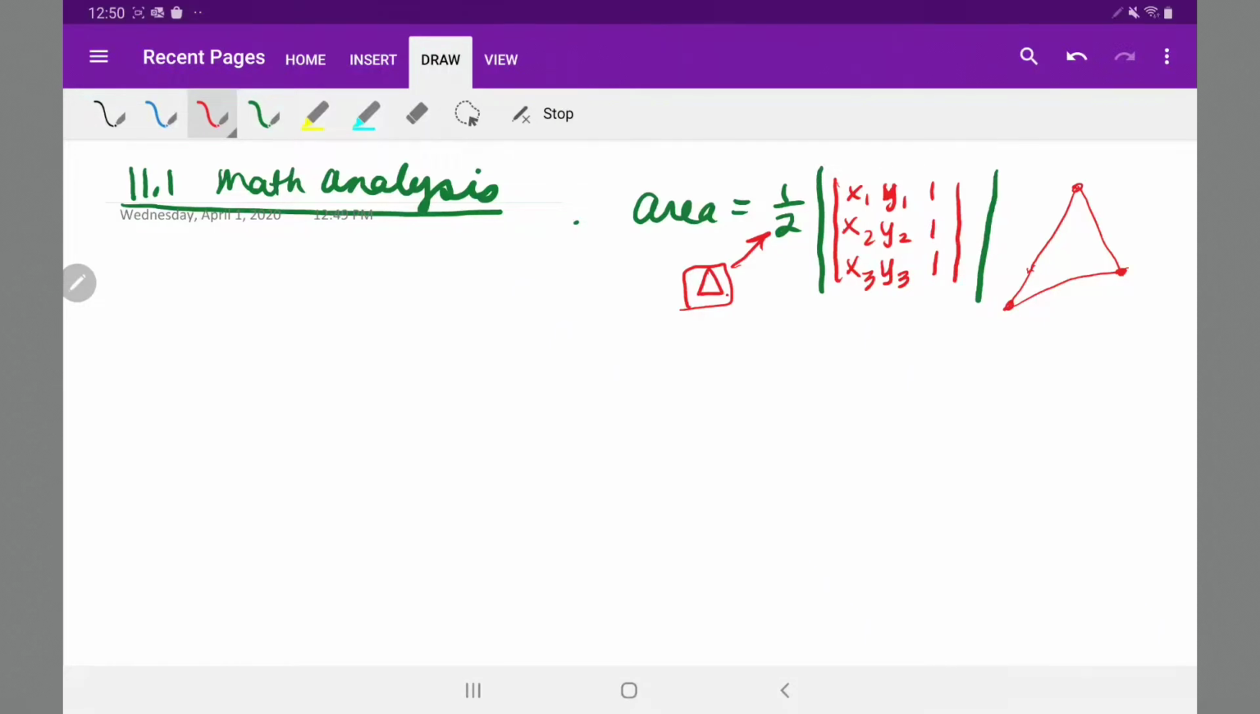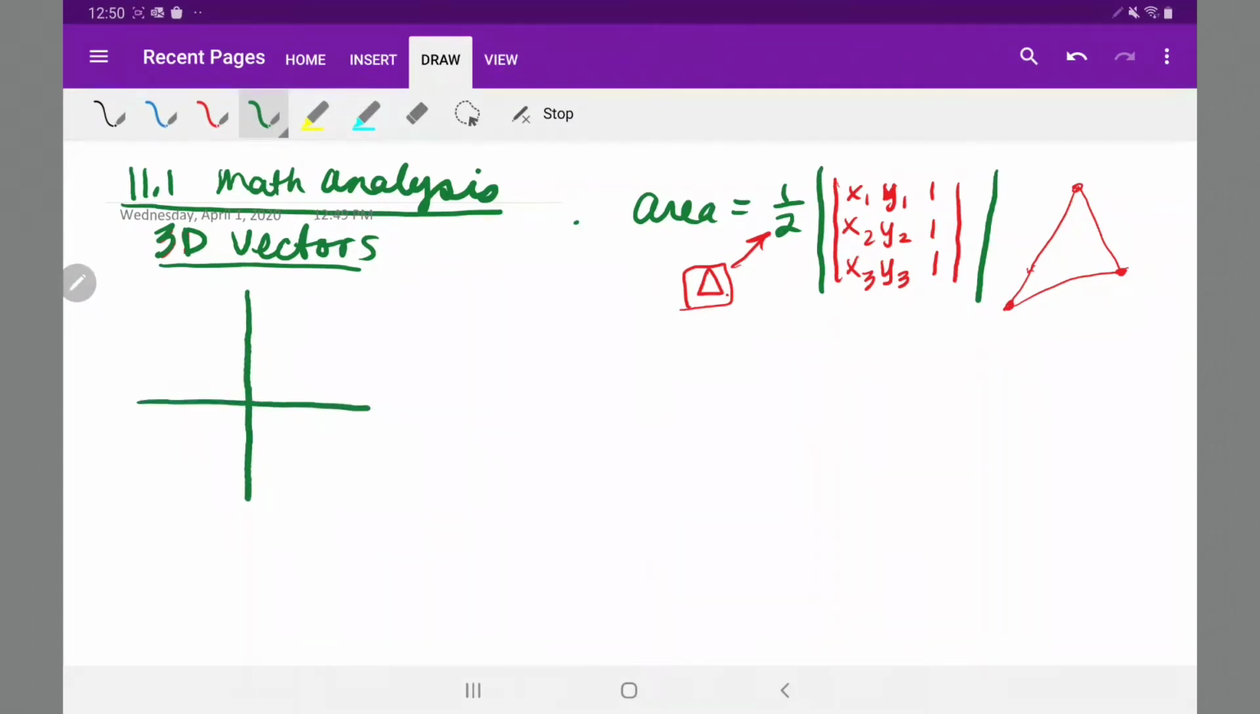Okay, so this is going to be 3D vectors. That's what we're doing today. 3D vectors. One thing is plotting a 3D point. So plotting a 3D point, I wish I could describe it to you better. I wonder if I could describe it to you well on this video the way I usually do in class.